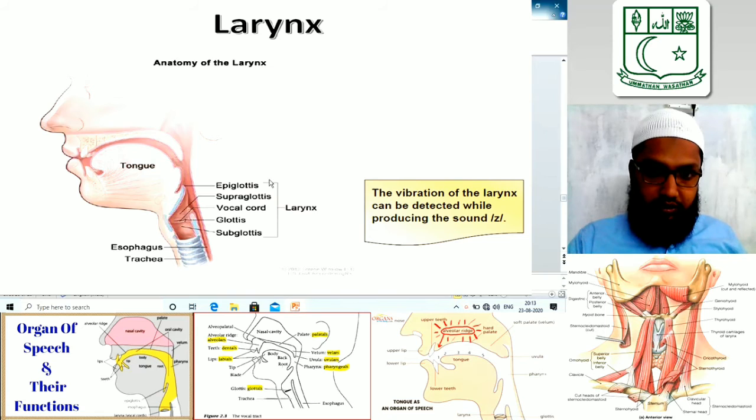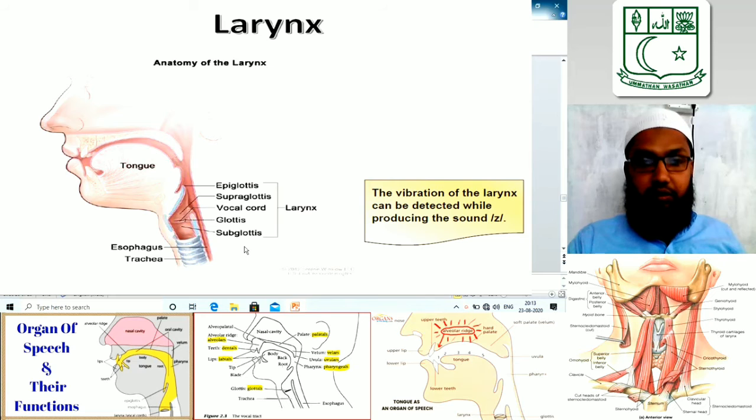There are some sounds while producing which the glottis, the vocal cords, will vibrate. That is voiced sound. Later we will discuss voiced and voiceless sounds. In the description of all consonant sounds, we can see what is voiced and what is voiceless. In voiced and voiceless sounds, the function of the vocal cords is most important. The vibration of the larynx can be detected while producing the sound z.